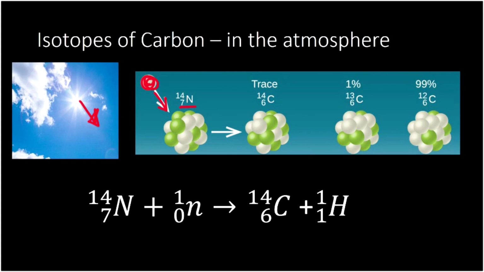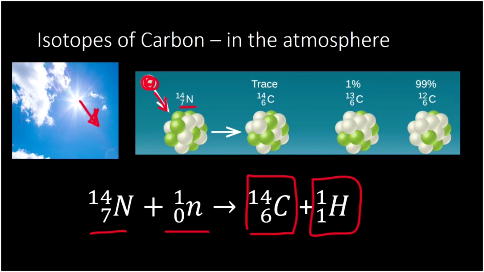When that happens, we combine nitrogen-14 with a neutron, and then that turns out to form carbon-14, and it leaves behind a hydrogen. So this is how carbon-14 is formed in the upper atmosphere. It's formed by a cosmic ray striking nitrogen and then undergoing a nuclear reaction.